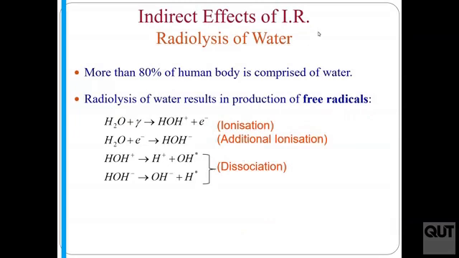The indirect effect of ionizing radiation occurs through this, for people with a chemistry background. More than 80% of the human body is comprised of water. So radiolysis of water results in the production of free radicals. We've got a water molecule plus a gamma going to form these, which go on to form these and follow this chemical reaction here.